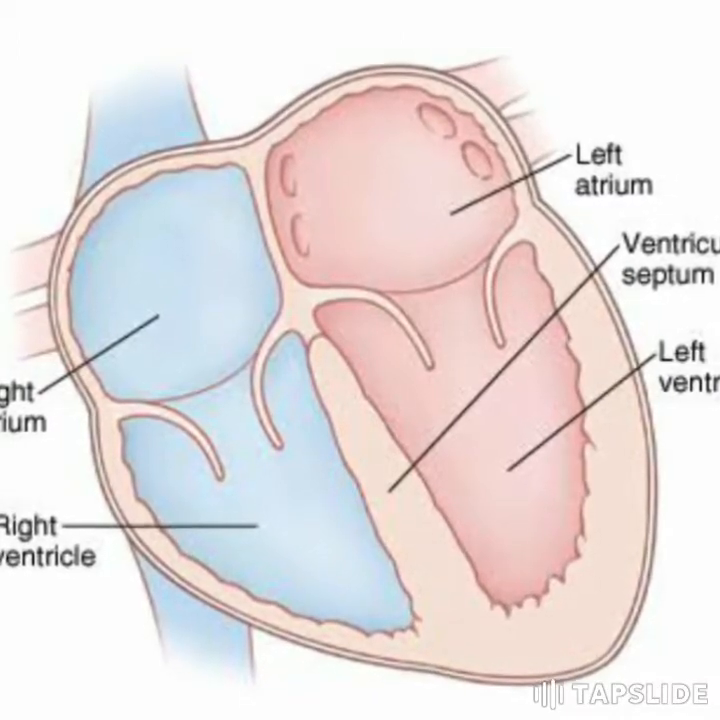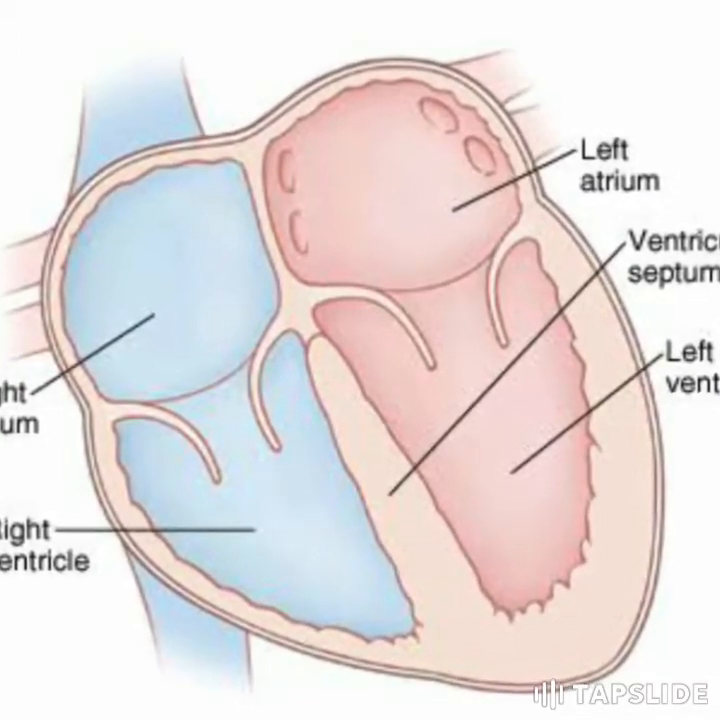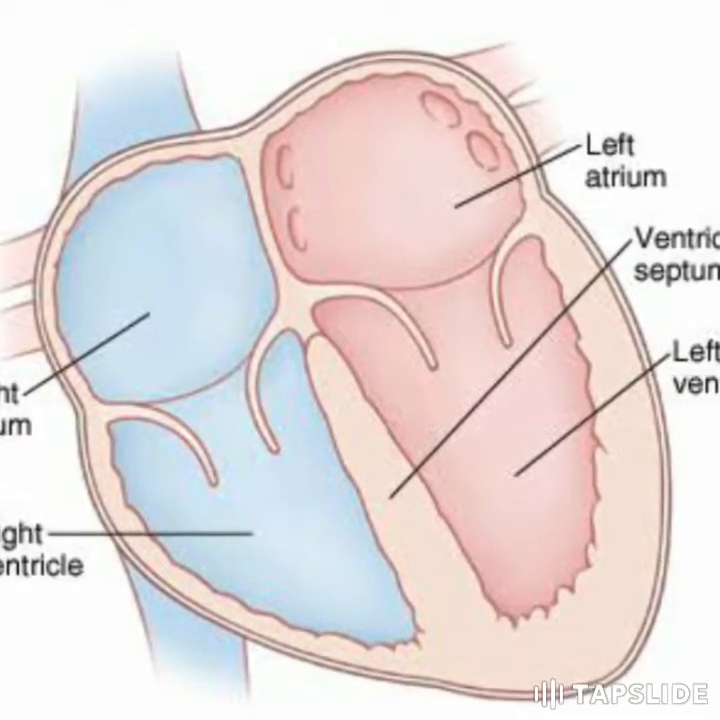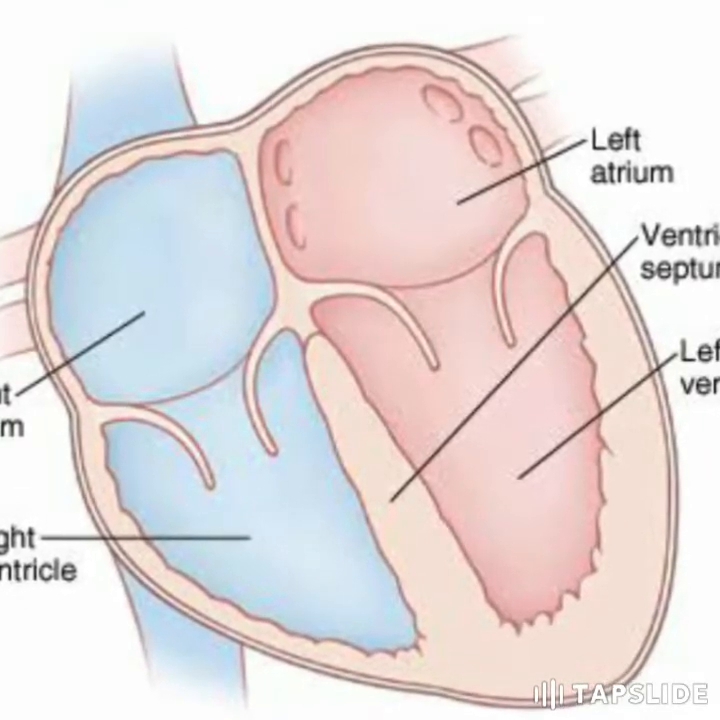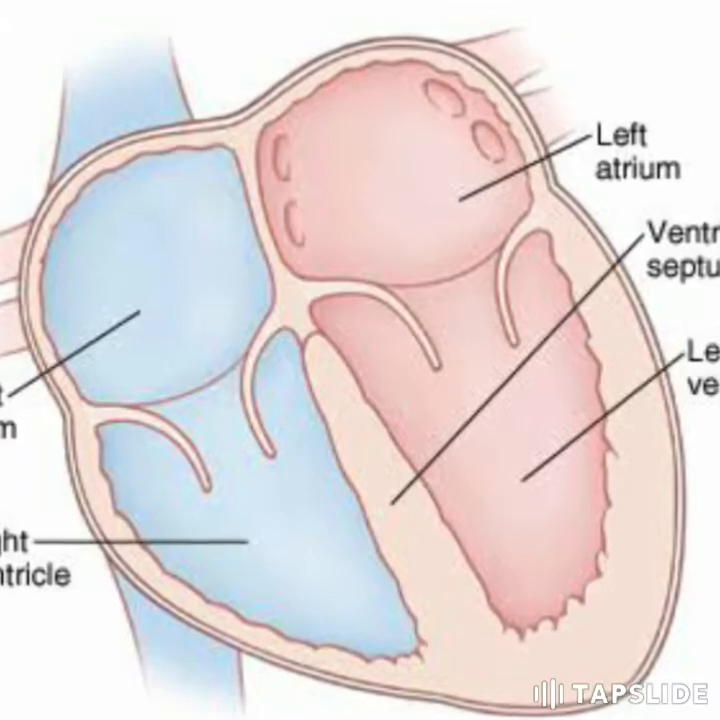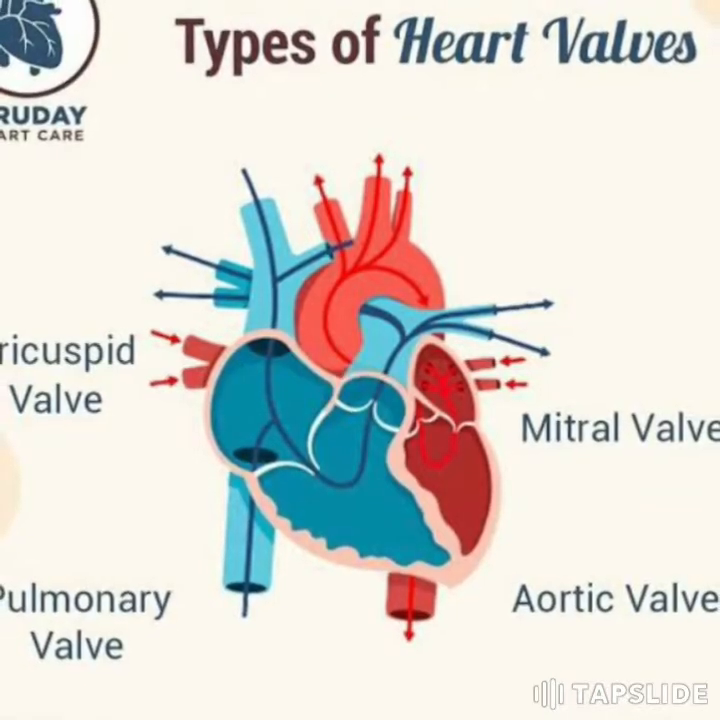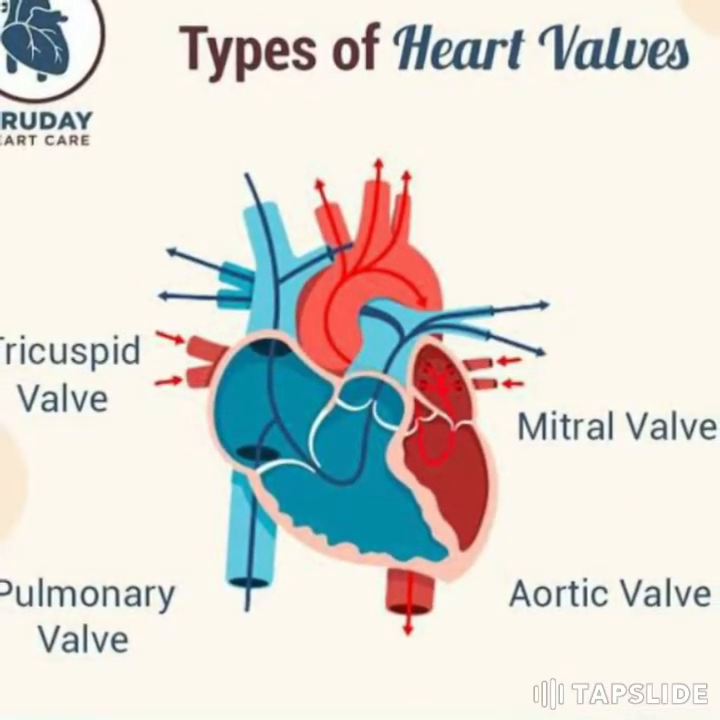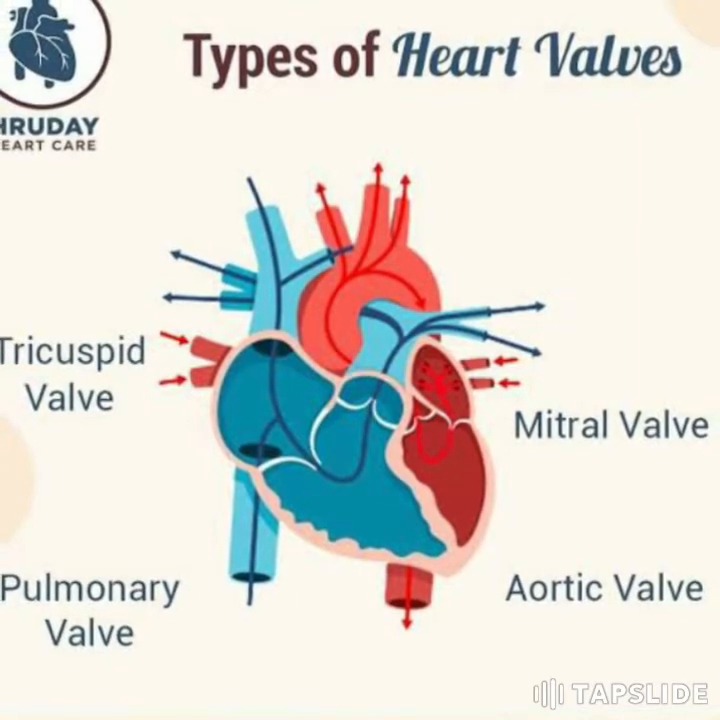Now coming to the walls of our heart. The two auricles are separated by the interatrial septum. Then the two ventricles are separated by the interventricular septum.